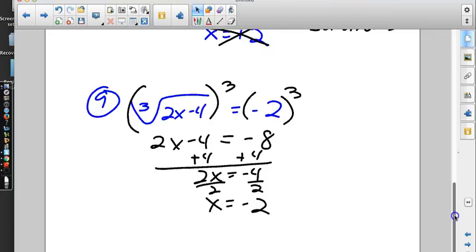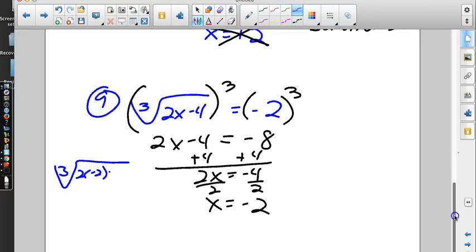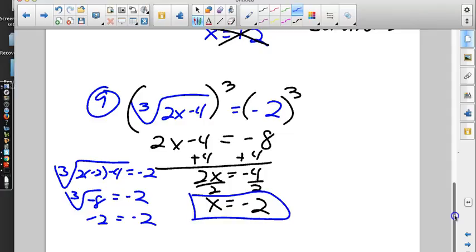So we'll go back up here to the blue. 2 times negative 2 minus 4. Does that really equal negative 2? 2 times negative 2 is negative 4. Negative 4 minus 4, cube root of negative 8. Does the cube root of negative 8 really equal negative 2? Cool. There's our check right there.